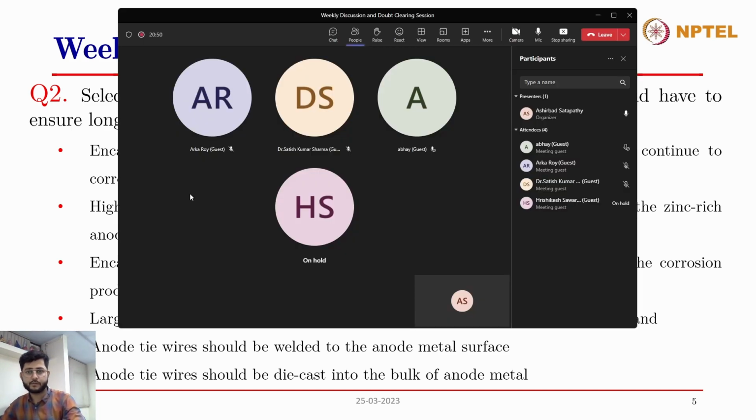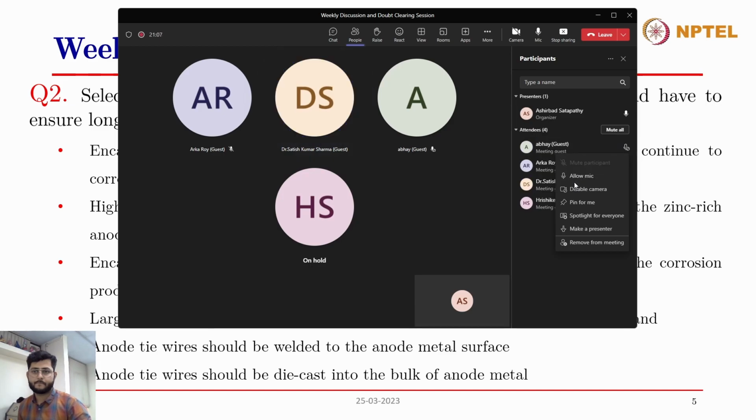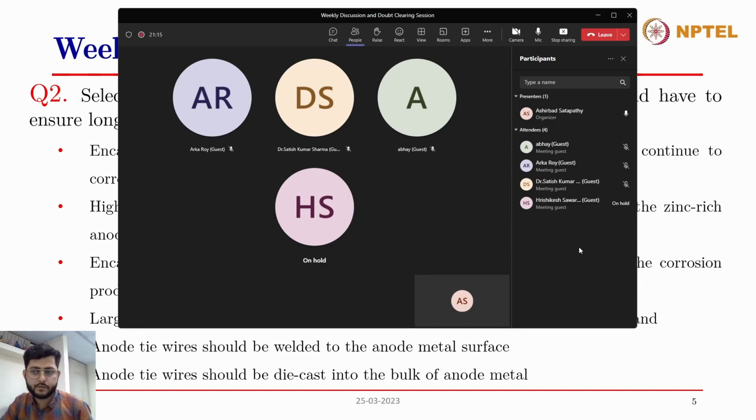Which of these key features should be present in a good galvanic anode system? Can somebody answer this question? Mr. Abhay, Rishikesh, Arkarai, they are also around. If they want to answer, it's better. Anybody else wants to try? Orko, Abhay, I see Rishikesh is on hold. Orko and Abhay, if you want to try, go ahead.